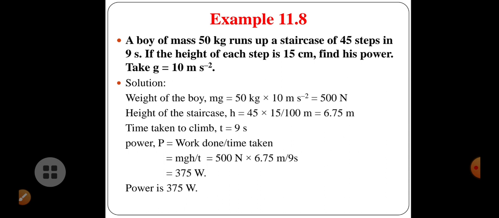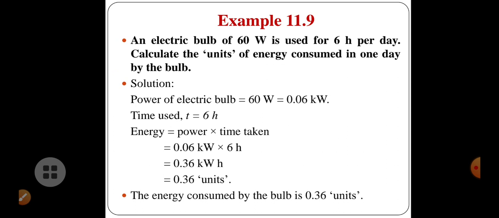Now, same 11.9: an electric bulb of 60 watt is used for 6 hours per day. Calculate the units of energy consumed in 1 day by the bulb. Okay, now power is given, 60 watt, and we have converted it into kilowatt because we are using the commercial unit of energy, and for that the unit of power used is kilowatt.